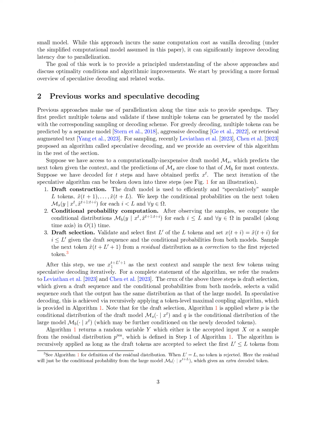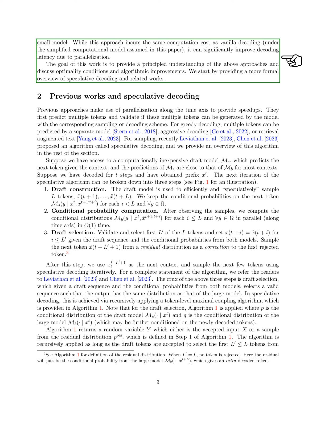Section Summary. Autoregressive language models generate tokens sequentially, but this can be slow in certain applications. To improve decoding speed, techniques like temperature sampling, nucleus sampling, and top-K sampling have been proposed. These methods allow for parallelization along the time and batch axes, resulting in faster decoding without sacrificing the quality of the output. The goal of this paper is to provide a principled understanding of these approaches and explore their optimality conditions and algorithmic improvements.